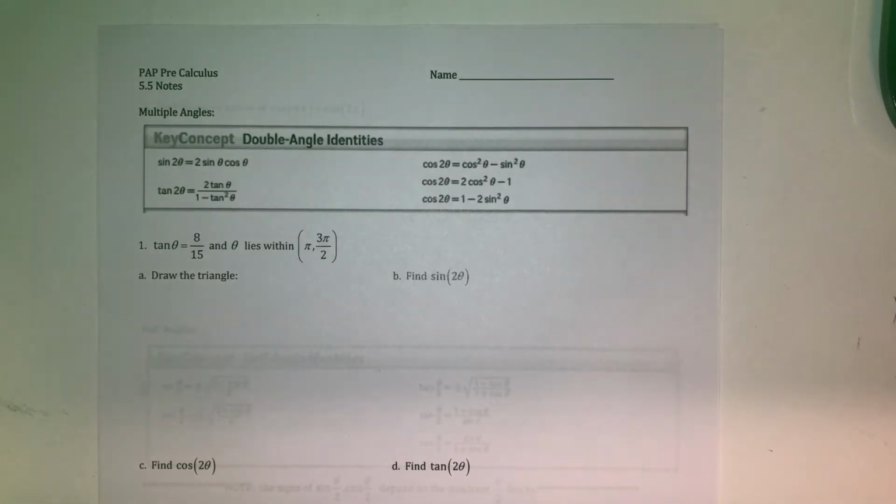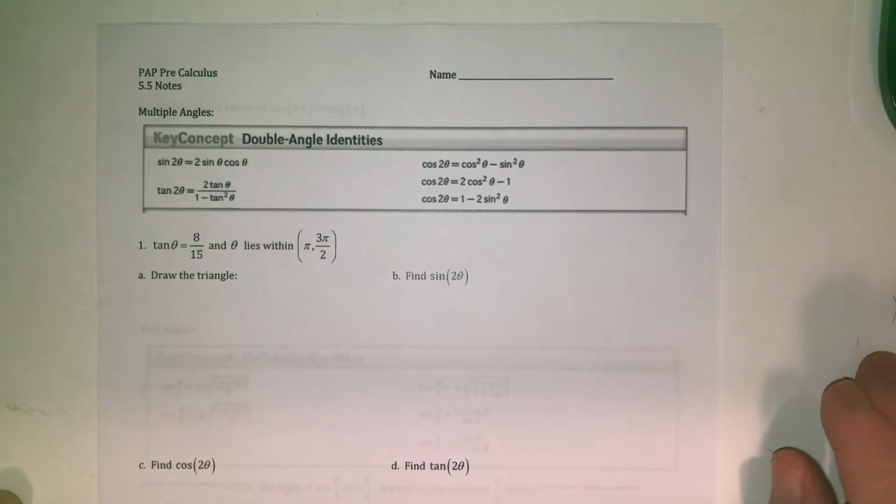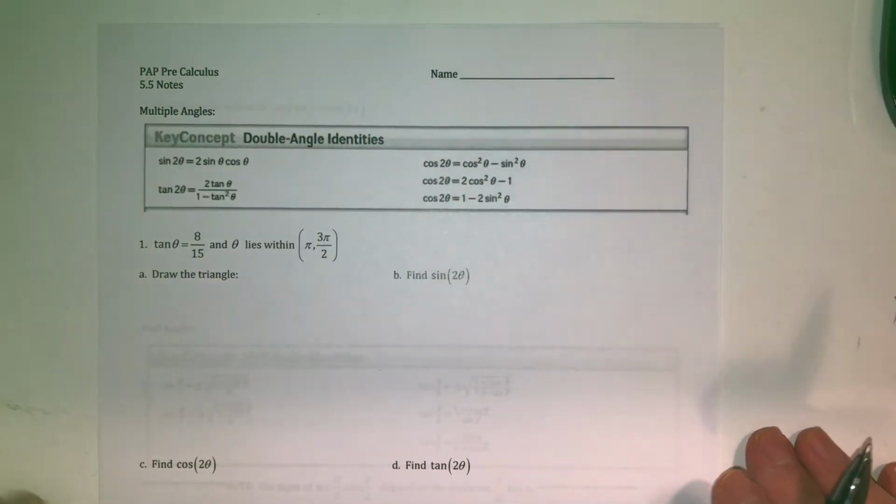You can use the cosine squared of theta minus the sine squared of theta, or you could use 2 times the cosine squared of theta minus 1, or 1 minus 2 times the sine squared of theta. And those all come from substituting the identities that you know into that first formula. Okay? All right, let's start with example number 1.